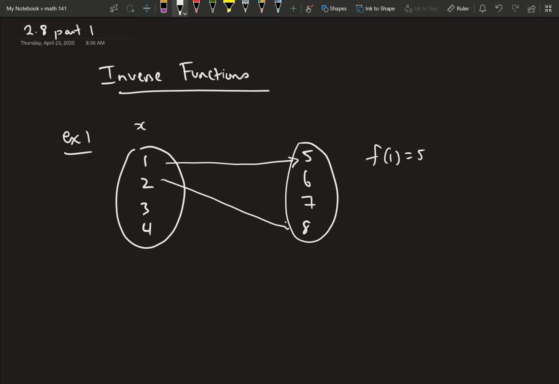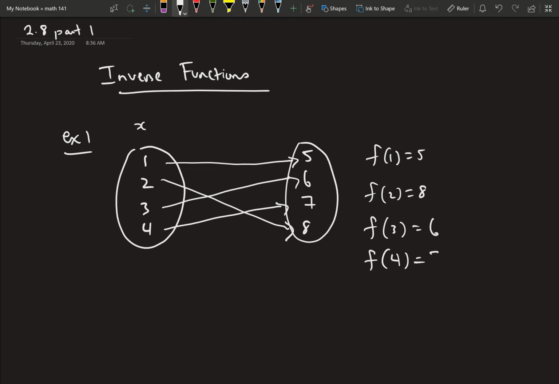Let's say 2 goes to 8. So f of 2 is 8. 3 goes to 6. So f of 3 equals 6. And 4 goes to 7. So f of 4 is equal to 7. So these are your y values.